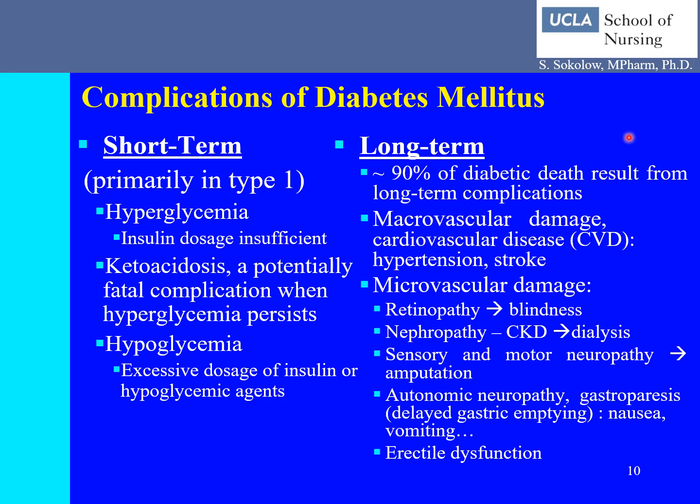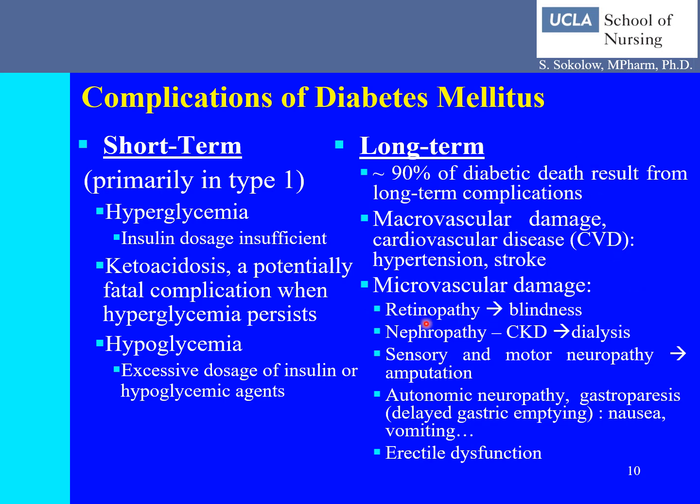Now, the long-term complication is actually responsible for 90% of the diabetic death. And you have the macrovascular damage, such as cardiovascular disease, hypertension, stroke, MI. And then the microvascular damage, which once they are there, they are irreversible.